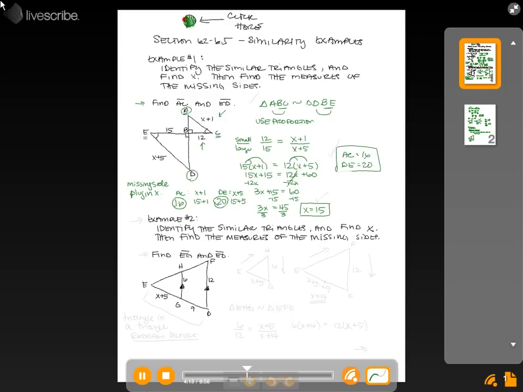And we found everything we need to for this problem. We have our similarity statement, we found x, we found the missing sides. Okay? That's a typical example of what you'll be doing on your homework.